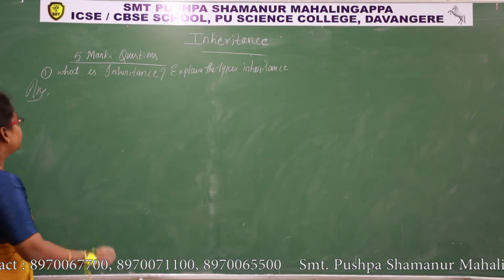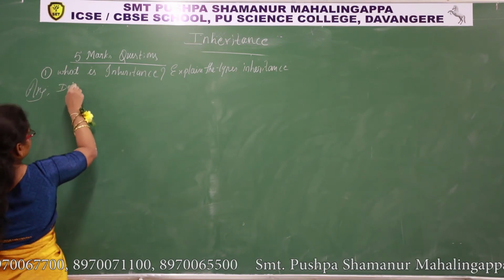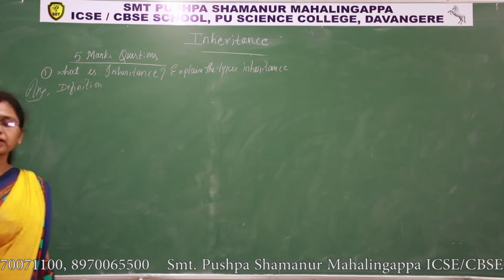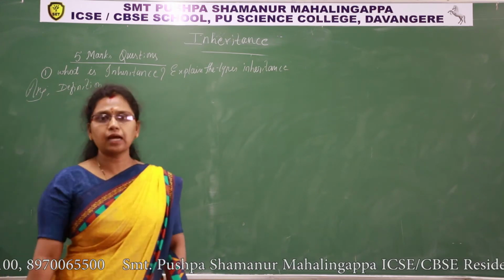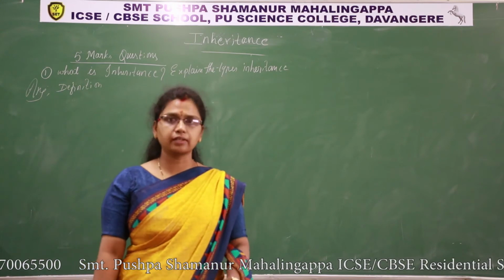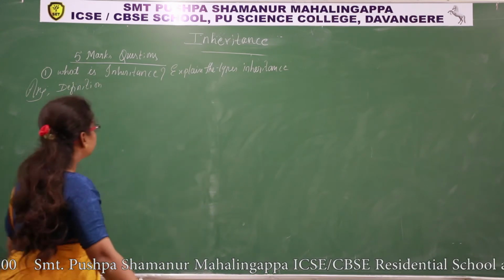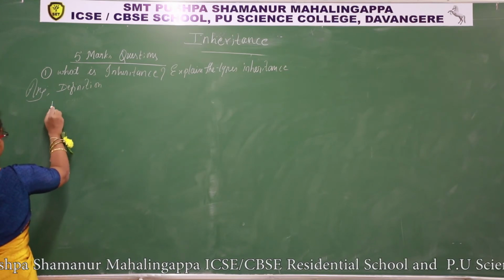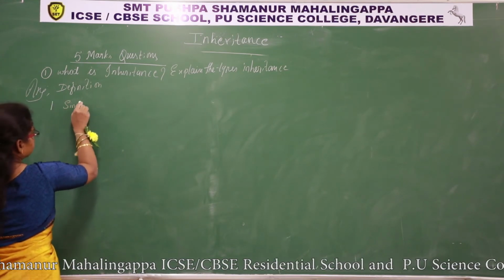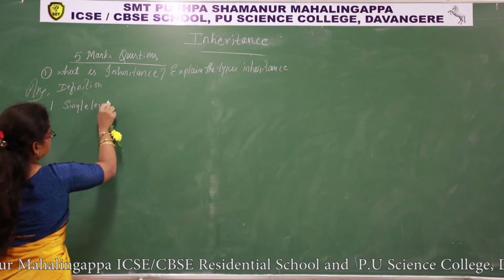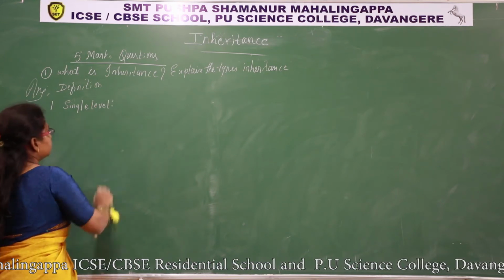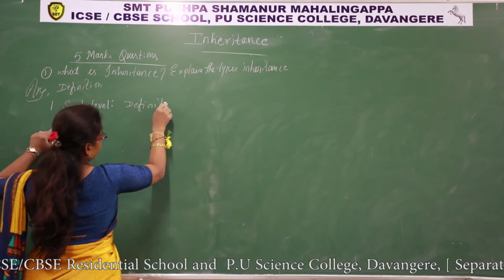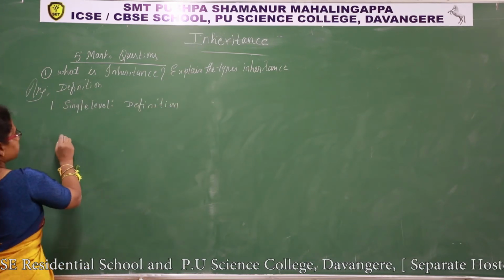You know the definition. You must write the definition here. What is the definition? Inheritance is a mechanism by which one class acquires the properties of another class. You all know the definition. Now, types. What are the different types? First one, single level. Single level inheritance. So you must write the definition. Pictorial representation.